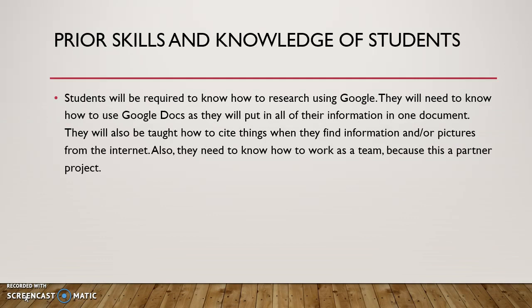Prior skills and knowledge of students. Students will be required to know how to research using Google. They will need to know how to use Google Docs as they will put in all of their information in one document. They will also be taught how to cite things when they find information and or pictures from the internet. Also, they will need to know how to work as a team because this is a partner project. The big thing that I want to focus on here is the citing things because I just want to be able to start them young at a 5th grade level so they're not not knowing what to do when they get to middle school and high school.